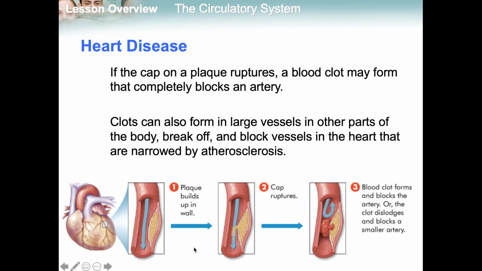So here you can kind of see the atherosclerosis. So this is plaque buildup. Let's say that plaque blows up, then you get a blood clot, and that's going to block it, and blood's going to go backwards, which you do not want. So that's going to stop circulation to that major limb, whatever it may be.